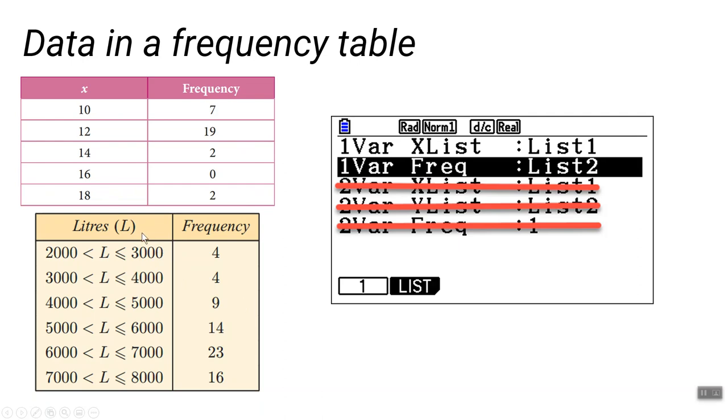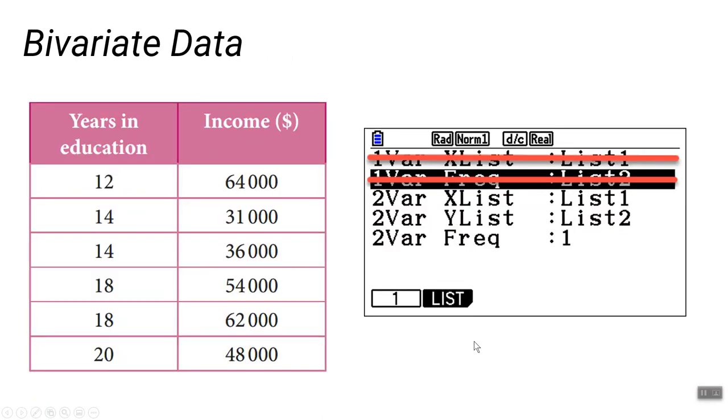Similarly here, you would enter 2,500, 3,500, 4,500, and so on in list 1. And your frequencies in list 2, and the setup needs to reflect the columns that those are in. The third type of data is when you've got bivariate data. That means two variables. Bivariate is two variables. And now we go to two variable, so we don't worry about the top two lines. The X list is in list 1 and the Y list is in list 2. This is the variable X, this is the variable y. So that's how you set it up.